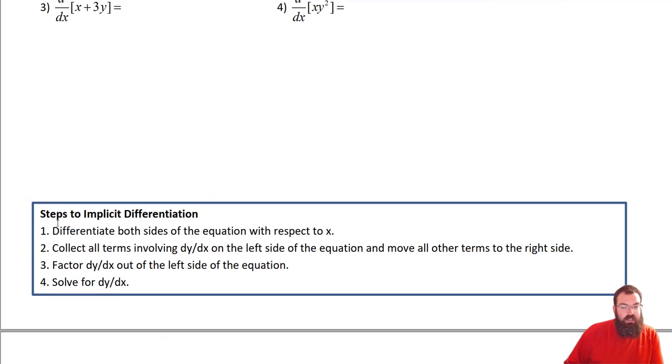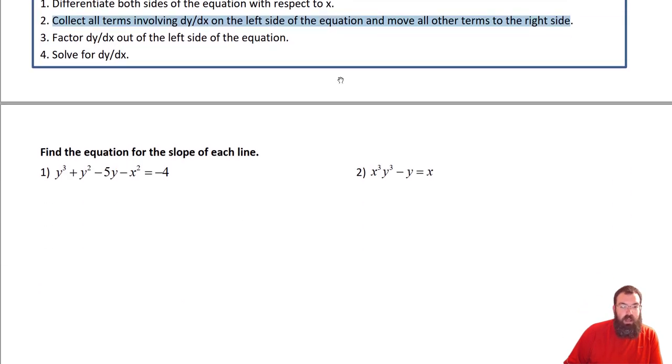Here are some steps. You want to differentiate both sides of the equation with respect to x. Collect all terms involving dy dx on the left side of the equation and move all other terms to the right. Factor out dy dx and then solve for dy dx.